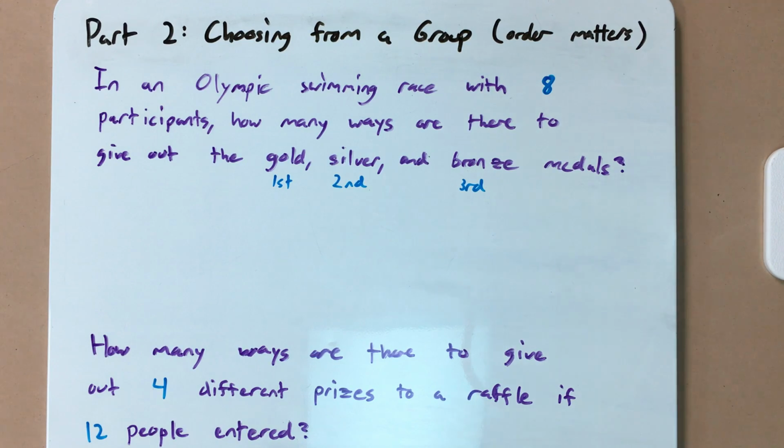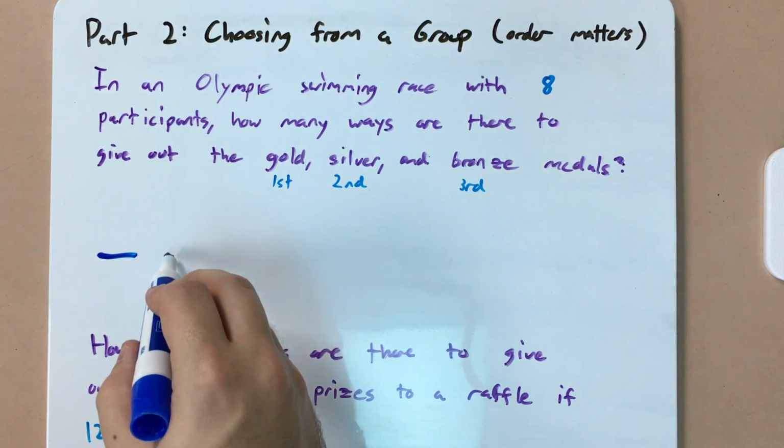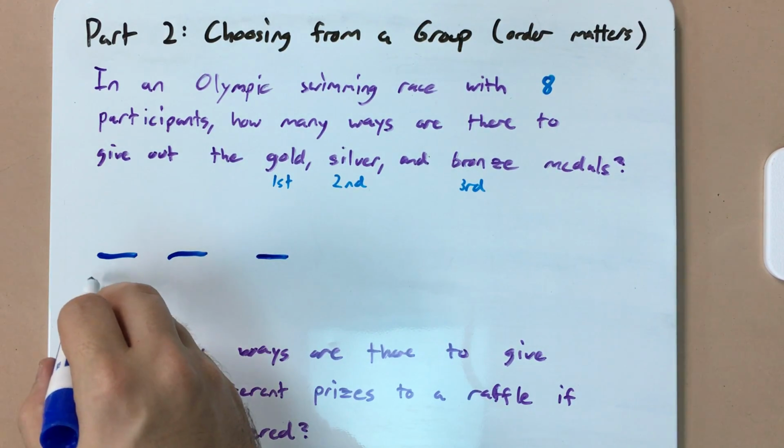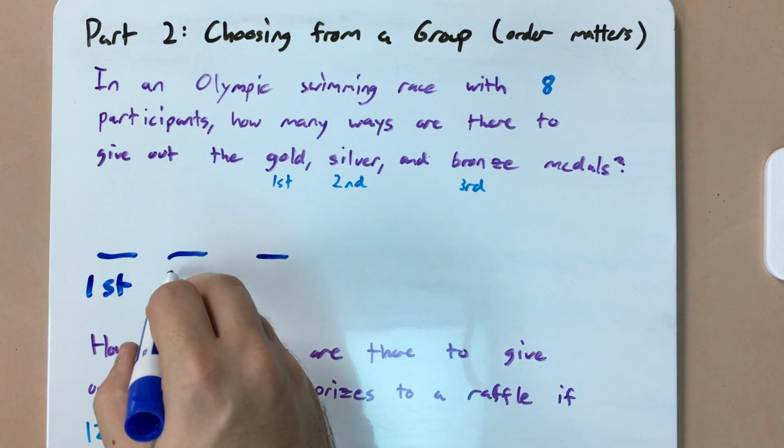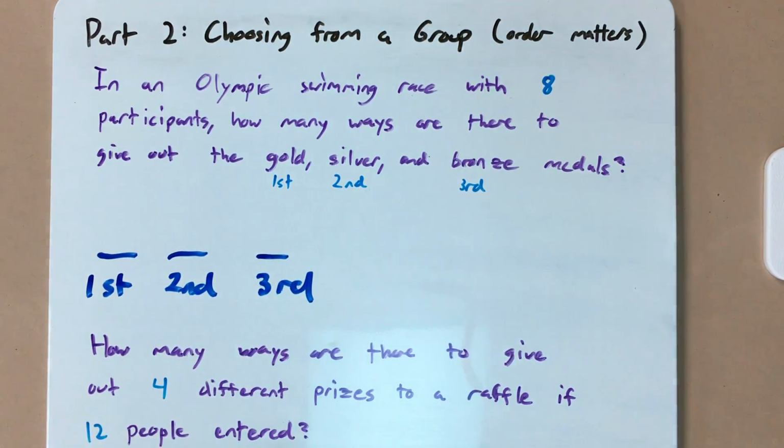And the first example I gave is that in an Olympic swimming race with 8 participants, we're trying to figure out how many ways there are to give out the gold, silver, and bronze medals. And gold goes to first place, silver goes to second place, and bronze goes to third. So we're trying to figure out how many racers can finish first, second, and third.